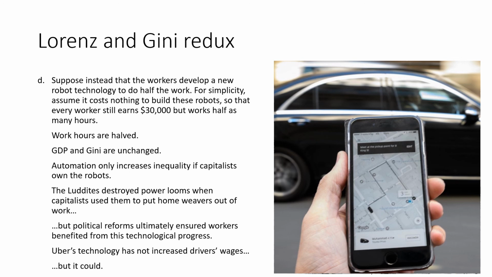In fact, it's useful for drivers to be connected to riders through an app. The problem with Uber is that all the benefits have gone to riders, who now pay lower fares than they used to pay before there was this app, but also to a company that takes a big cut of all the fares for themselves. So essentially what I want you to take away from this example is that automation does not necessarily increase inequality. It depends on the institutions that we set up and who ultimately gets to benefit from that technological progress.